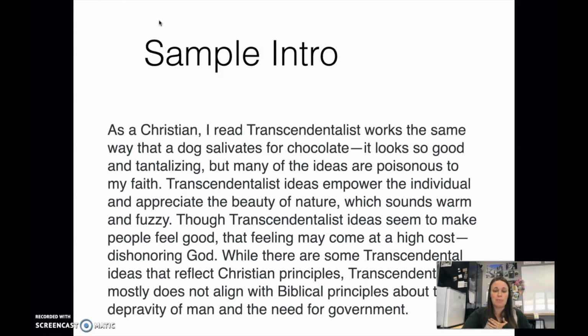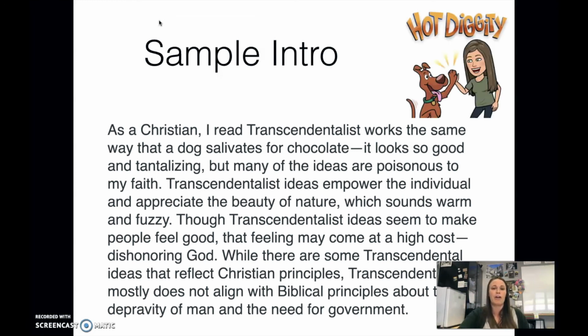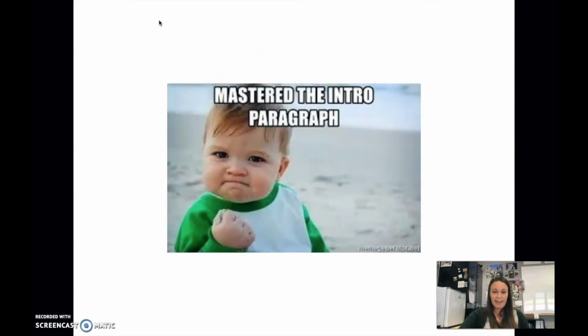Okay, so there's my sample intro. It includes a hook, a transition into my thesis, which is at the very end of my intro paragraph. And that's it. So good luck on writing your intro paragraph.